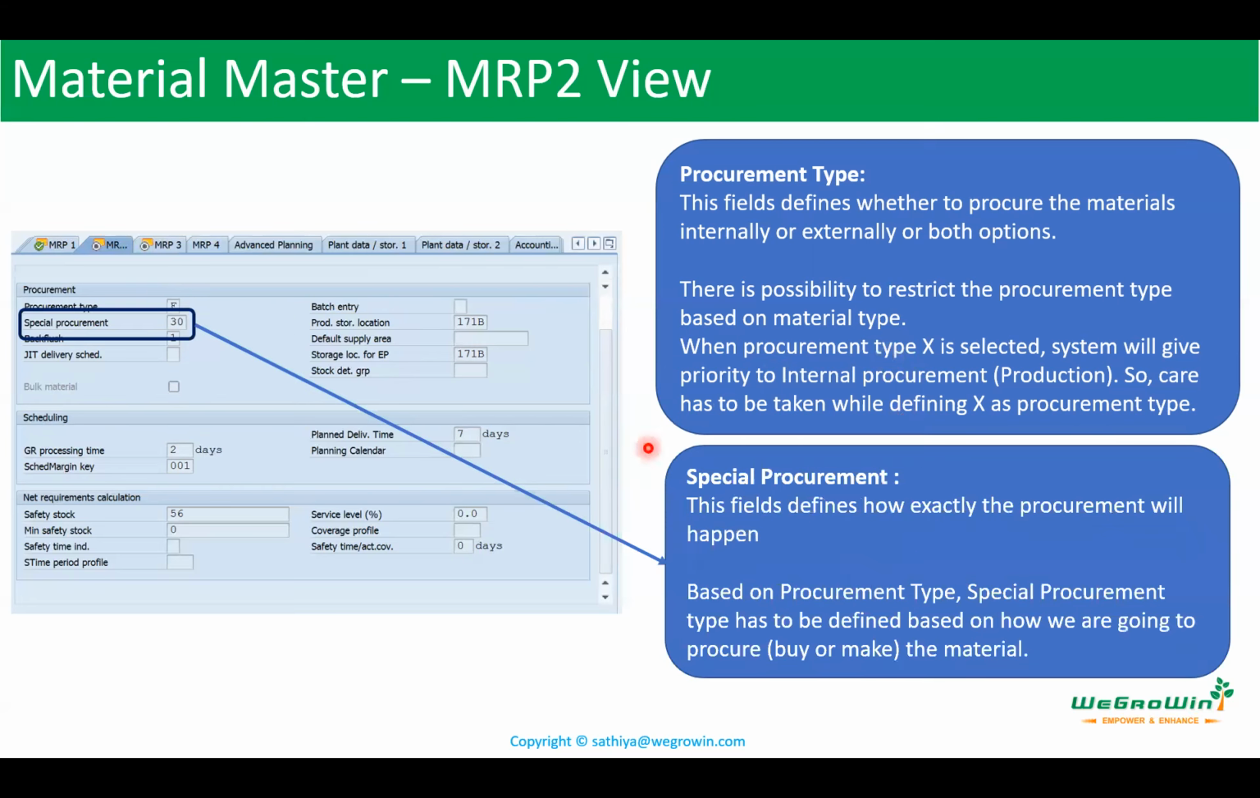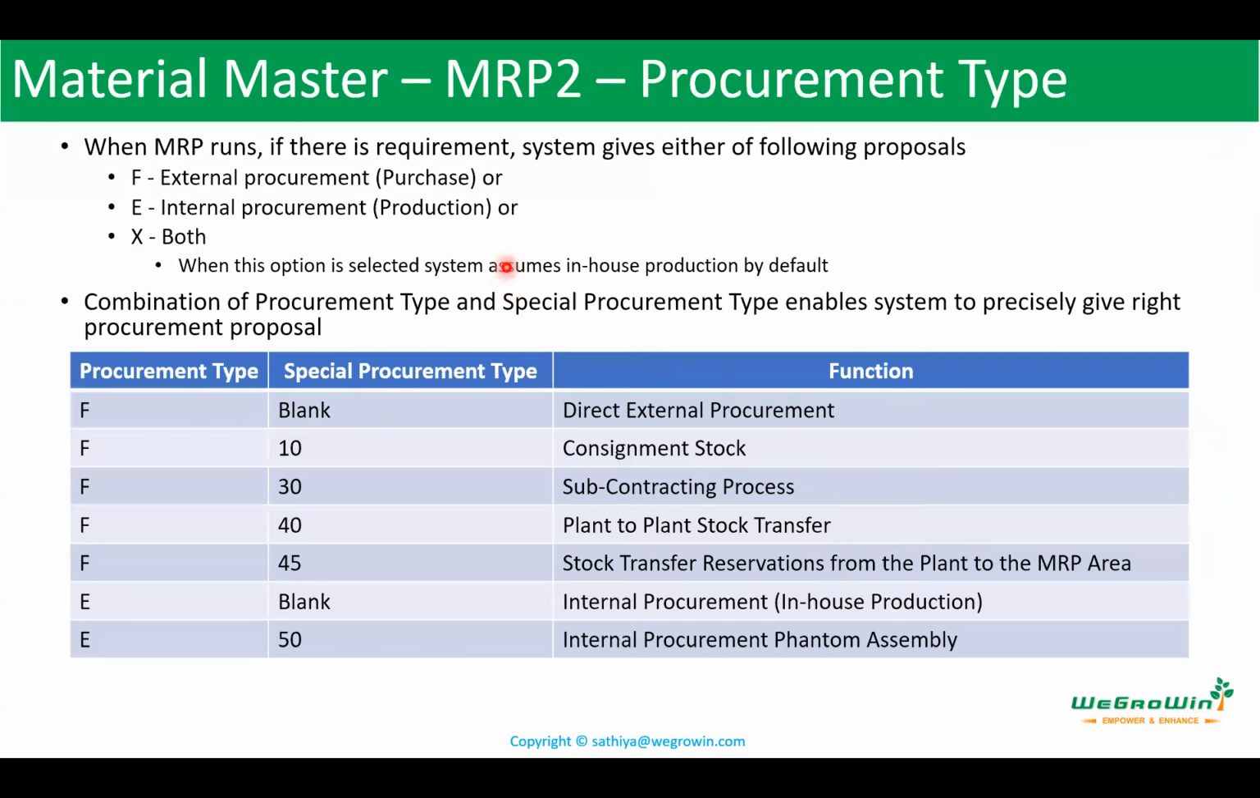There is a special procurement type which defines how we are going to buy the material, whether it is direct purchase, or subcontracting, or a plant-to-plant transfer. Those things are defined in the special procurement type. So this is explained a little here. What are the parameters we are using?